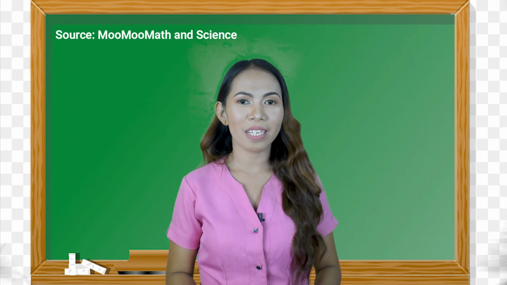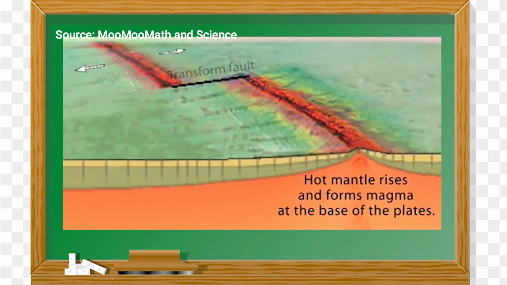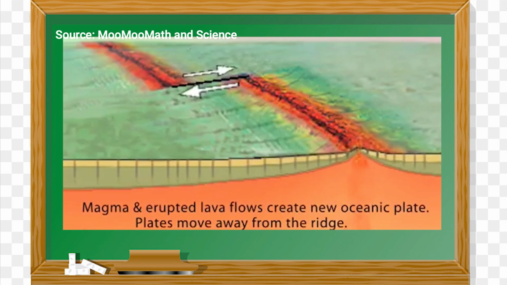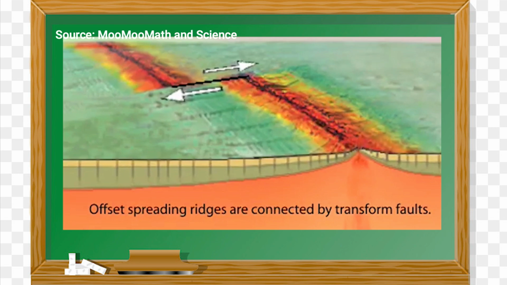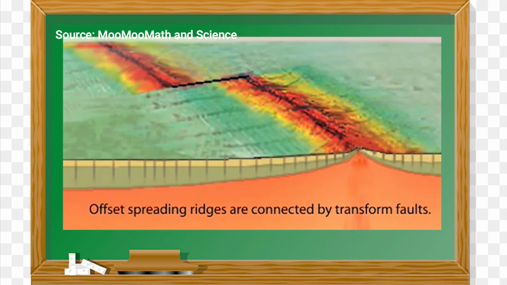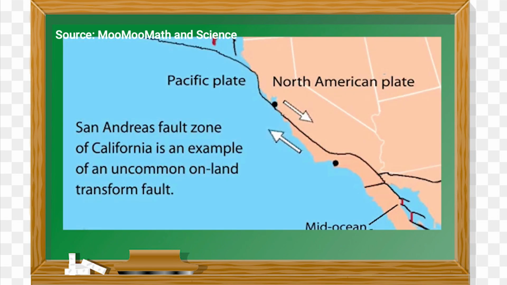Transform fault boundary is formed when two plates are sliding past each other. It is also called the strike-slip fault. Rocks that line the boundary split into pieces as the plates slip past each other. A crack is then formed, creating an undersea canyon or linear fault valley. San Andreas Fault is an example of this.